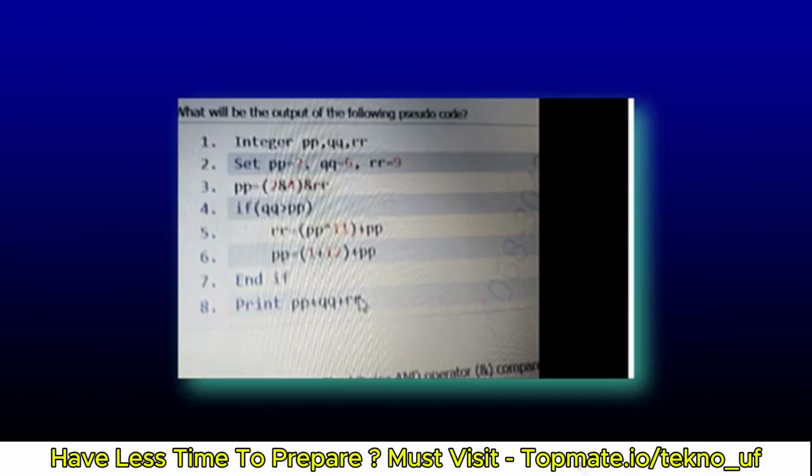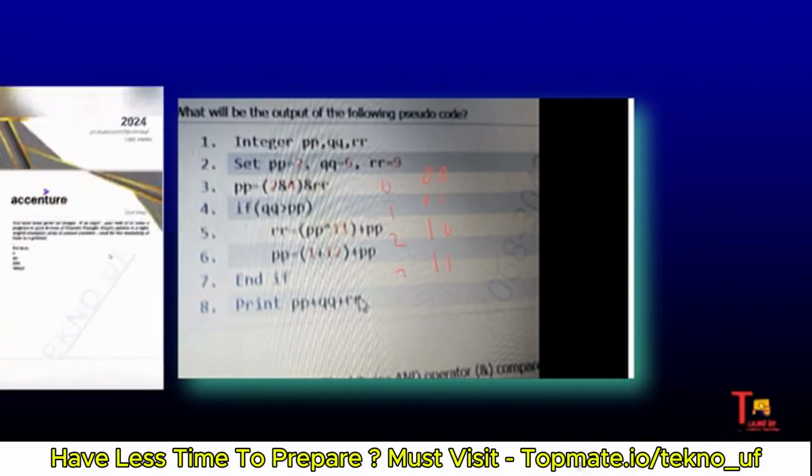I hope you know how to remember the binary form of any decimal numbers. If you still don't know, let me show you. It starts from 0, then 1, then 10, then 11. This is the binary form of 0, this is 1, this is 2, this is 3.